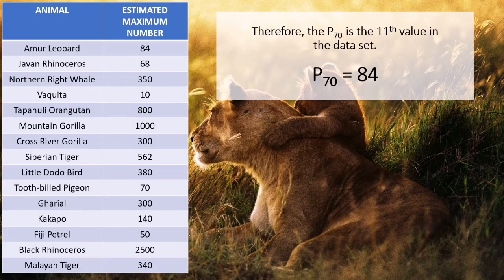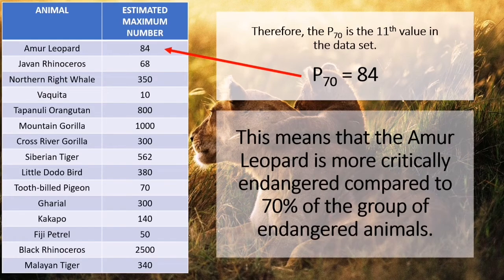Going back to the table, the value of the 70th percentile, which is 84, means that the Amur leopard is more critically endangered compared to 70% of the group of endangered animals. Have you learned something from our discussion on the measures of position? That's great!